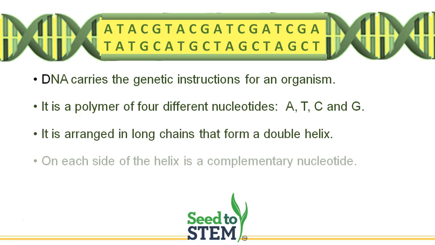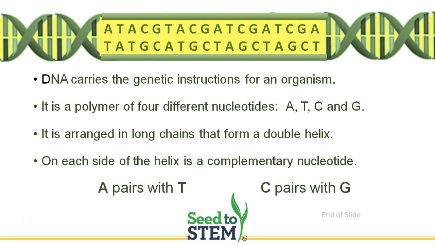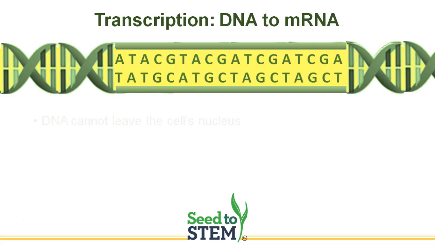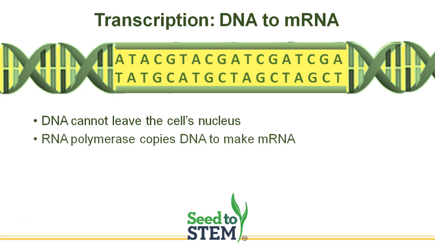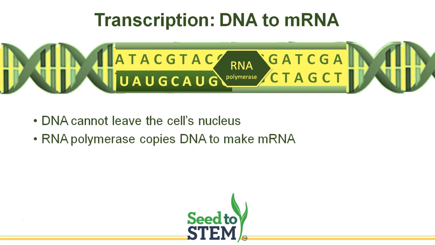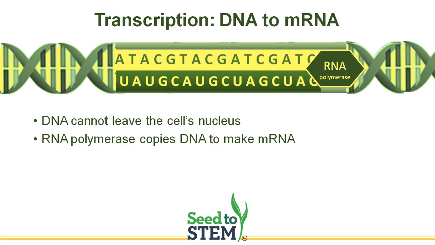It is arranged in long chains that form a double helix, and on each side of the helix is a complementary nucleotide. A pairs with T, and C pairs with G. It is important to remember that DNA cannot leave the nucleus of the cell. RNA polymerase makes a copy of the DNA, producing a molecule of messenger RNA. This process is called transcription.